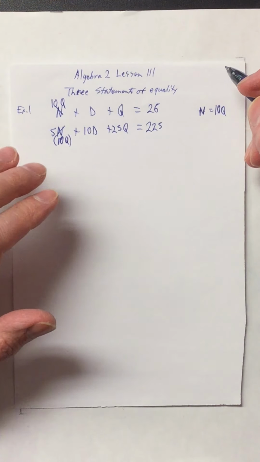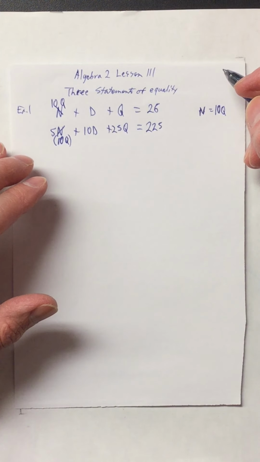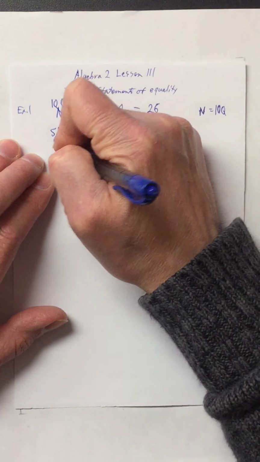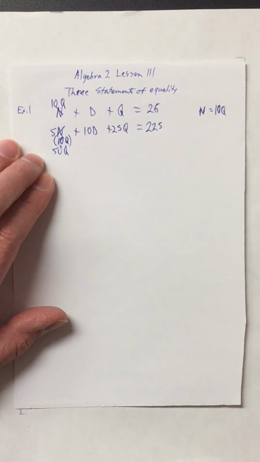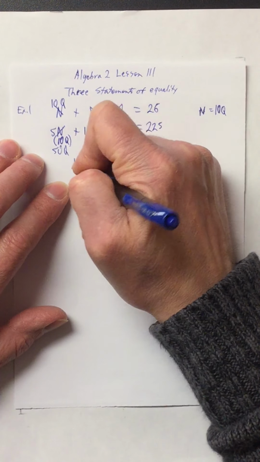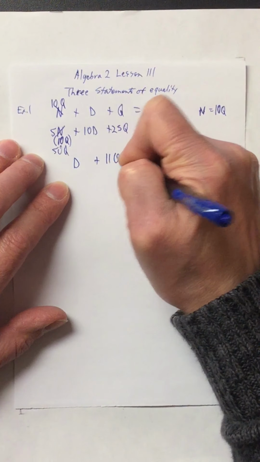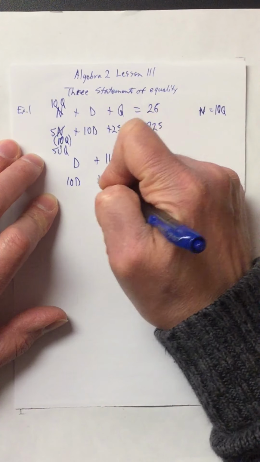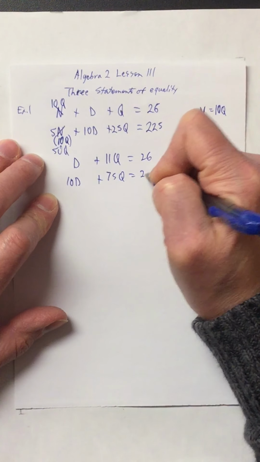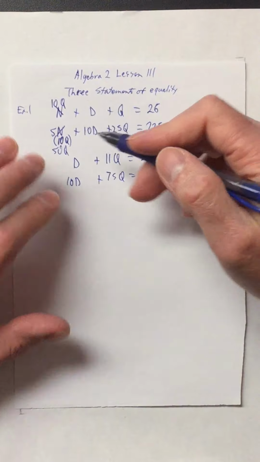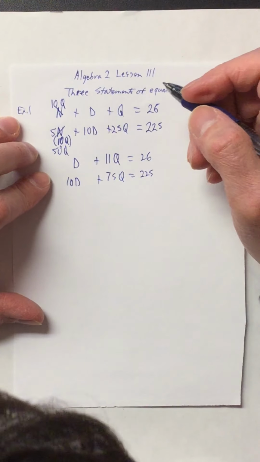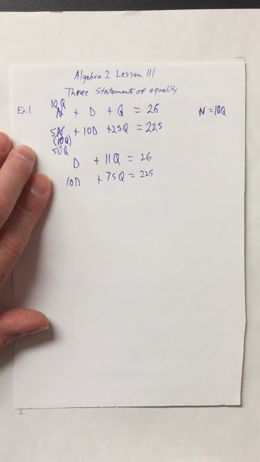First of all, let's just combine like terms to do that. So this gives me 50 quarters here. And then if we combine like terms, let's rewrite that as we got dimes plus 11 quarters, and then 10 dimes plus over here is 75 quarters. This equals 26 and equals 225. Okay, you see how we eliminated the one group there, the nickels, and now we're just down to 2 variables, and so we use elimination to solve.